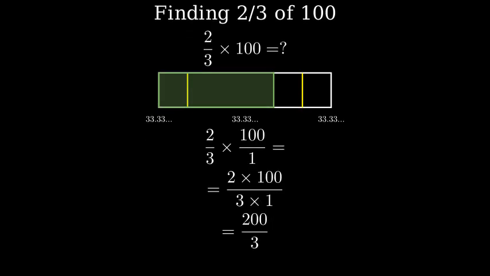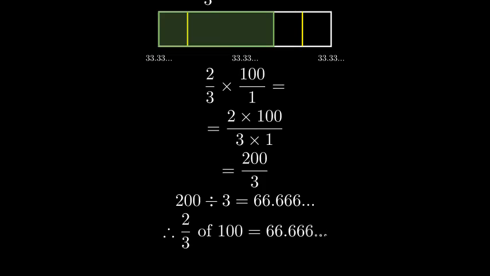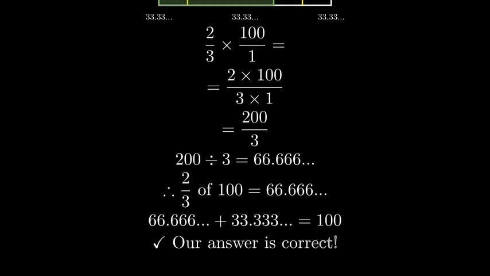Now let's divide 200 by 3. 200 divided by 3 equals 66.66, repeating. So 2/3 of 100 equals 66.66, repeating. We can verify this is correct because if we add one more third of 100, which is 33.33, repeating, we get back to our original 100.